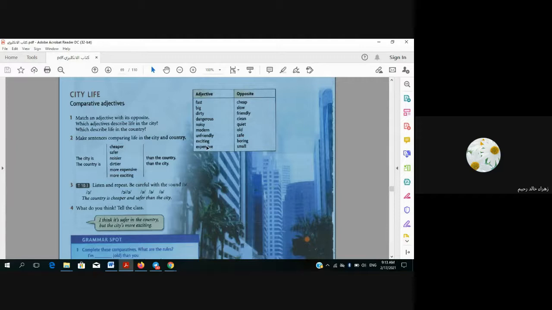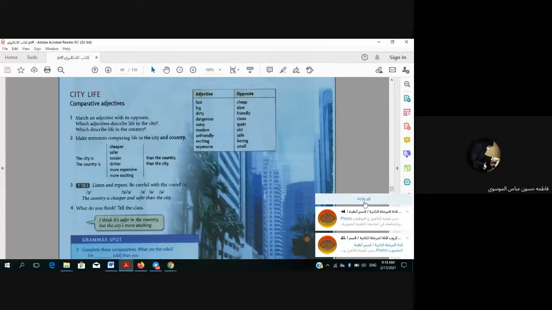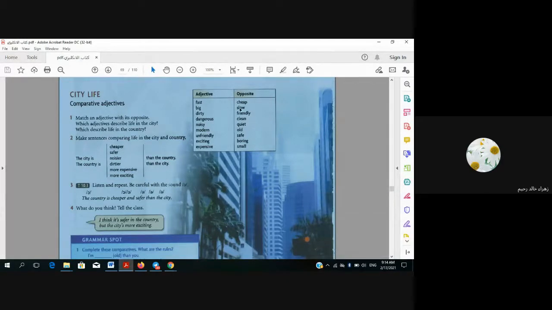Here we have adjectives and we have the opposite of these adjectives. What's the opposite of fast? Slow. Big? Small. Dirty? Clean. That's very good. Dangerous? Safe.